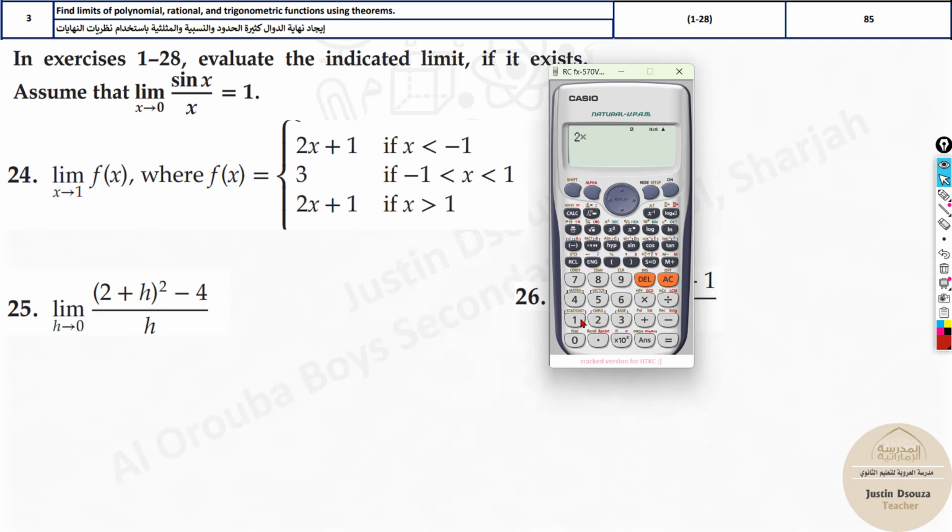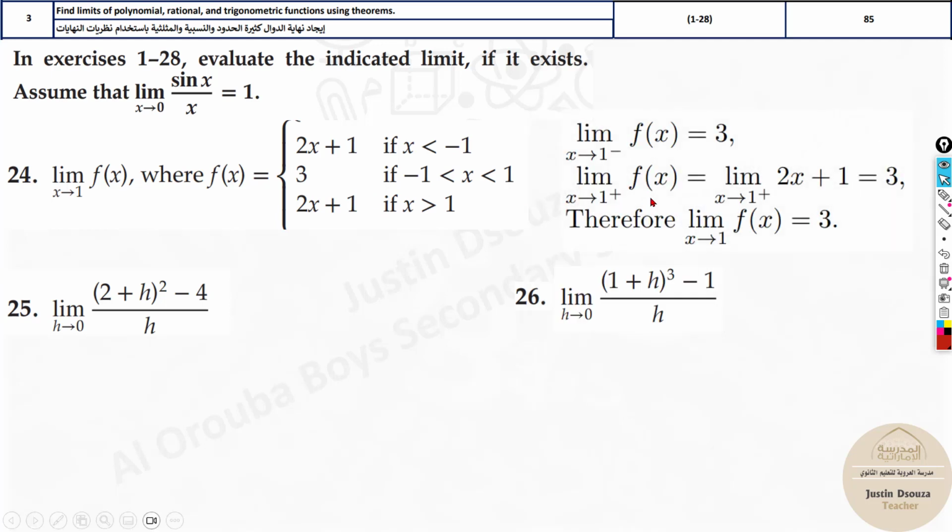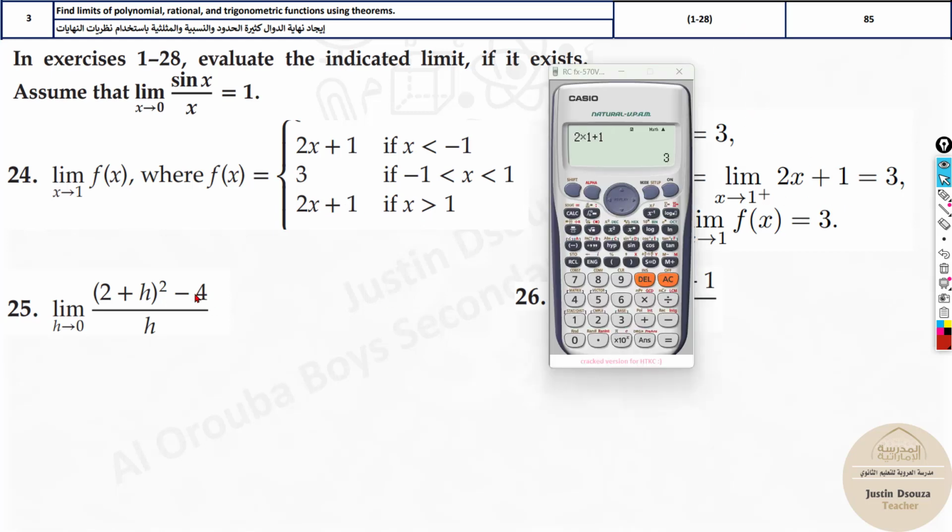It will be 2 into 1 plus 1. It's 3. It's defined. Yes, this is correct. The limit over here is 3. See both the cases, 3 is given, but one more 3. It's 2x plus 1, where x is 1. It'll be 3.